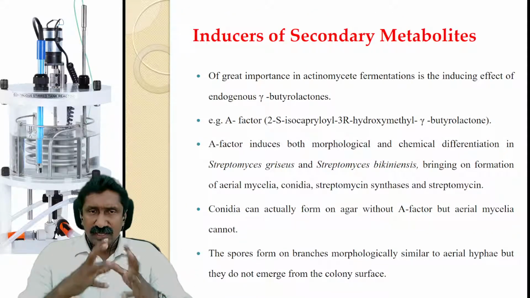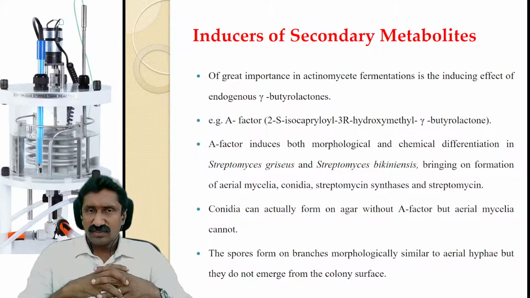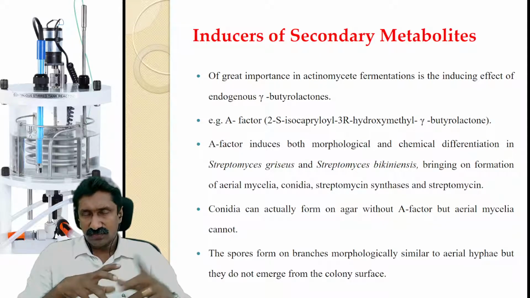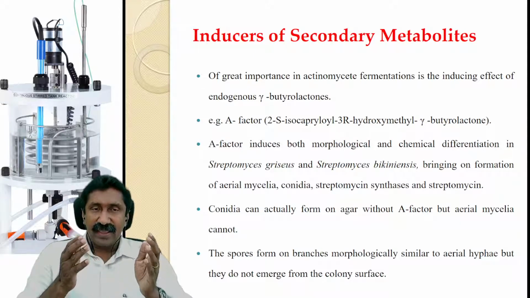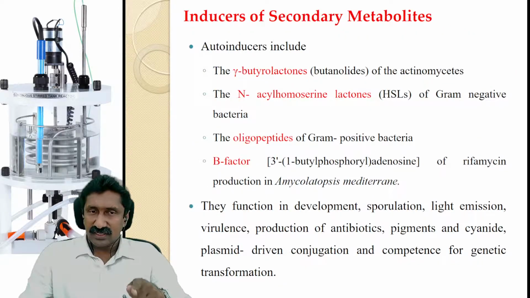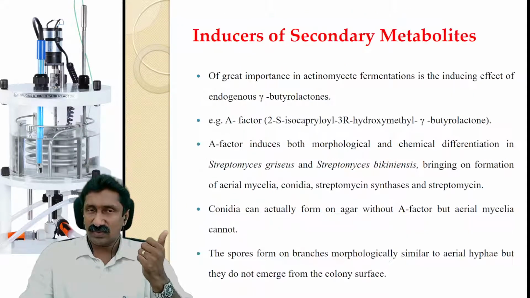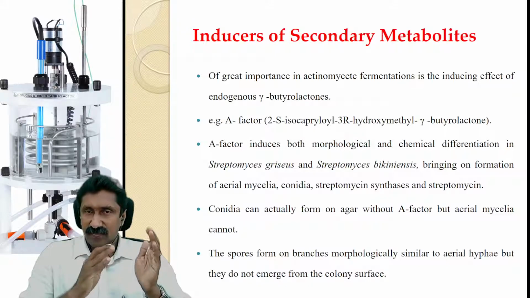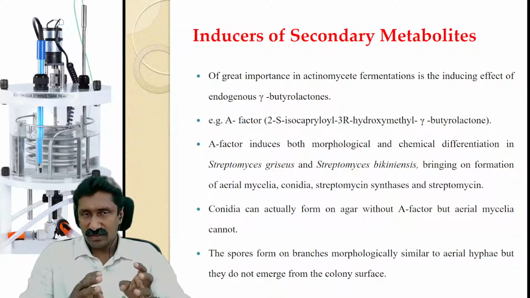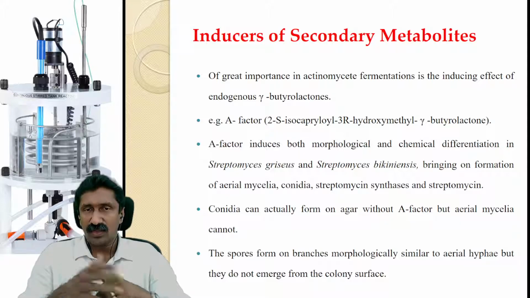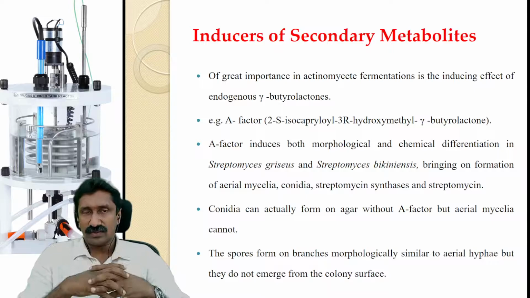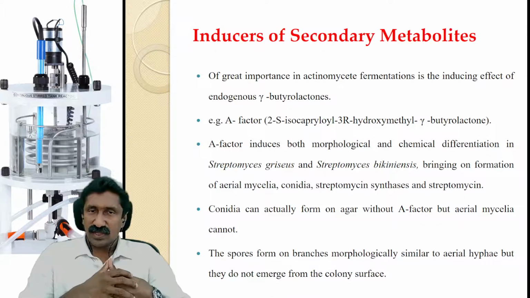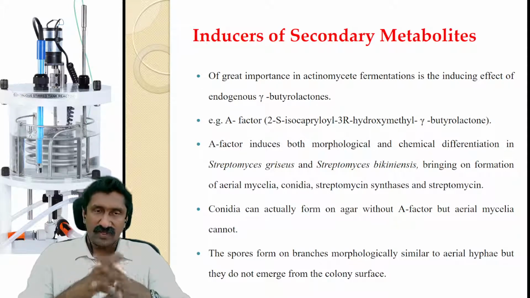Of great importance is the actinomycete fermentation with gamma-butyrolactone, the first one that we discussed. And here we have an A factor. In the previous slide, the B factor is another one. The gamma-butyrolactone is the first category that we are going to discuss. The A factor is a type of gamma-butyrolactone. A factor is a 2S-isocaprylyl-3R-hydroxymethyl-gamma-butyrolactone. That's the full name of the A factor. So A factor is one example of a gamma-butyrolactone of actinomyces.